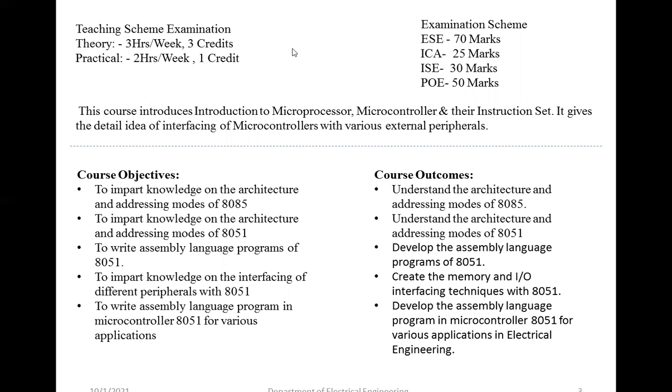Participants are there: Akshana, Arti, Ashwini, Mohini, then Rutuja, Rajeshri. Anybody know that? Which processor is used in your mobile? Hello.